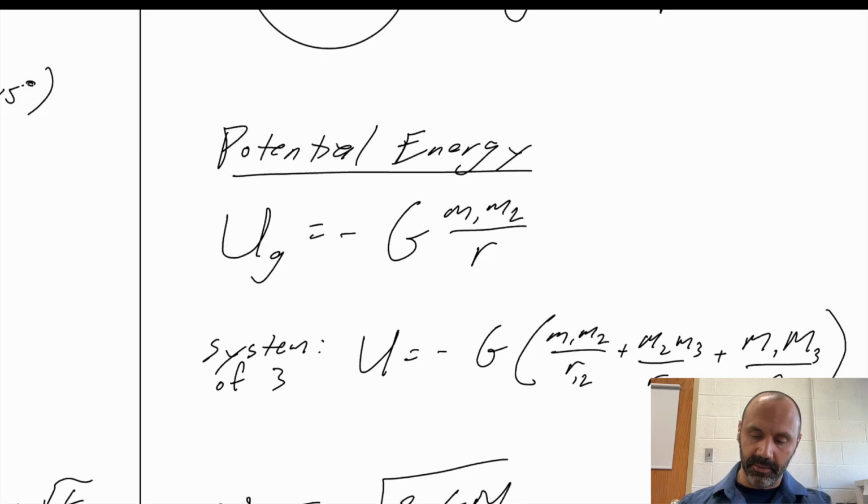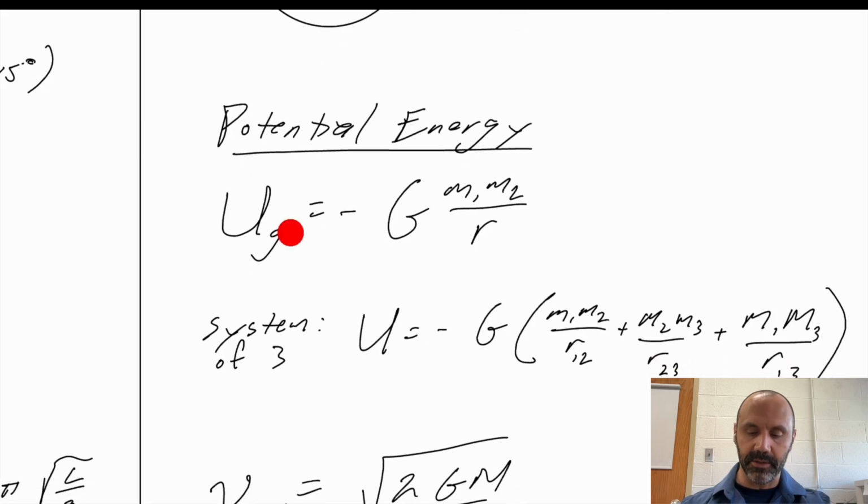Potential energy, so gravitational potential energy, U_G equals negative G m1 m2 over r. Looks the same as the force equation, except it's negative and r is not squared. This is measured in joules, just like everything else.